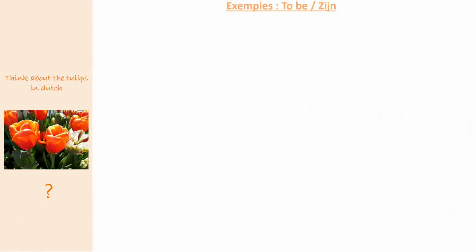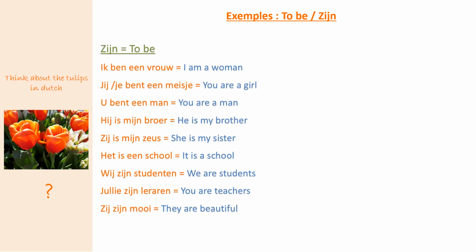Let's see here examples for the verb to be. Zijn. Ik ben een vrouw. I'm a woman. Jij or je bent een meisje. You are a girl. U bent een man. You are a man.